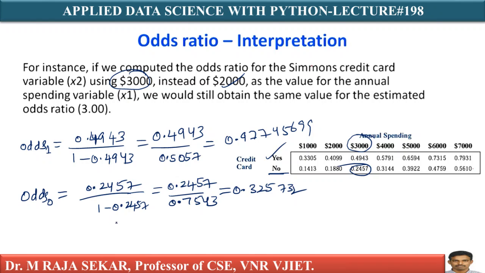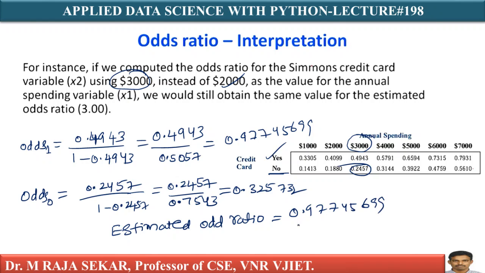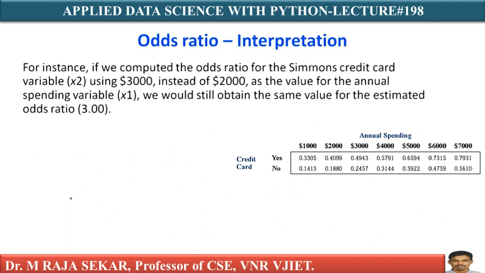Estimated odds ratio. What is your estimated odds ratio? Estimated odds ratio is 0.97745699 by 0.325732. What will you get? Approximately you will get 3, isn't it? Same thing, we are getting the same value for $2,000 also. That's what it says. Anybody can understand. It's simple and straightforward.